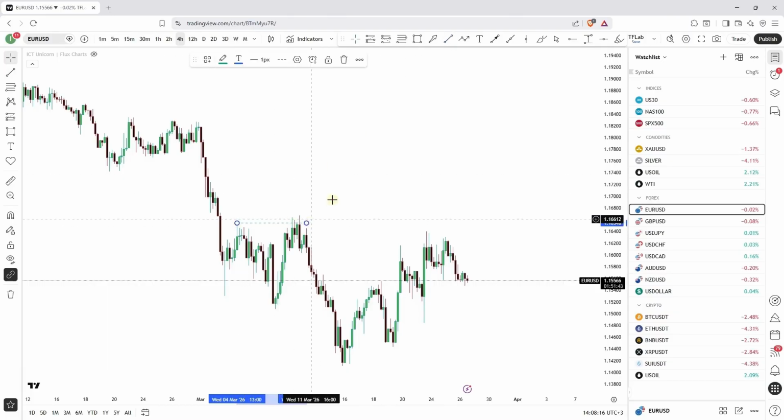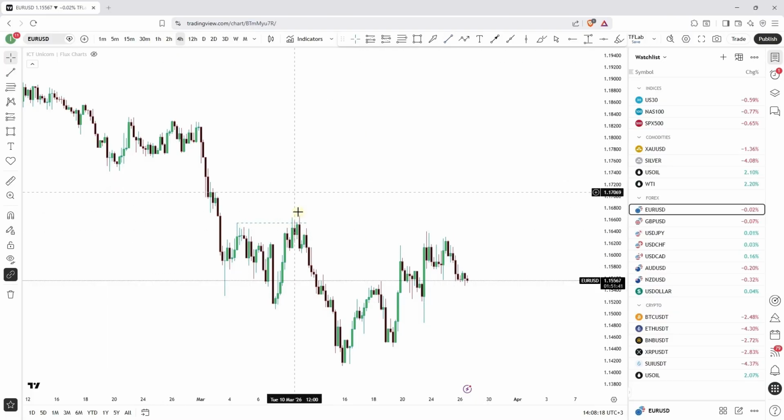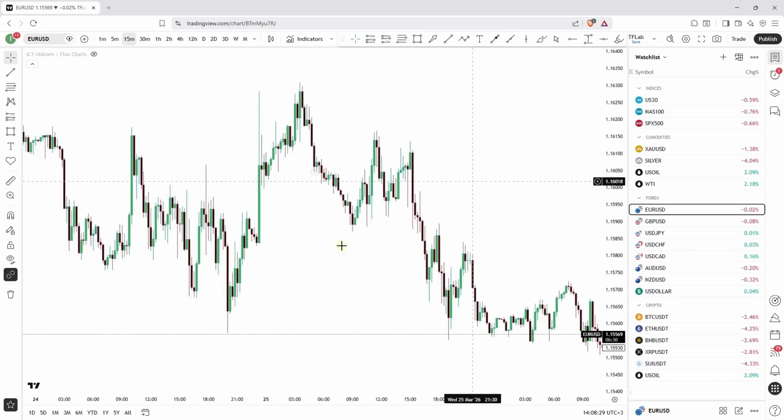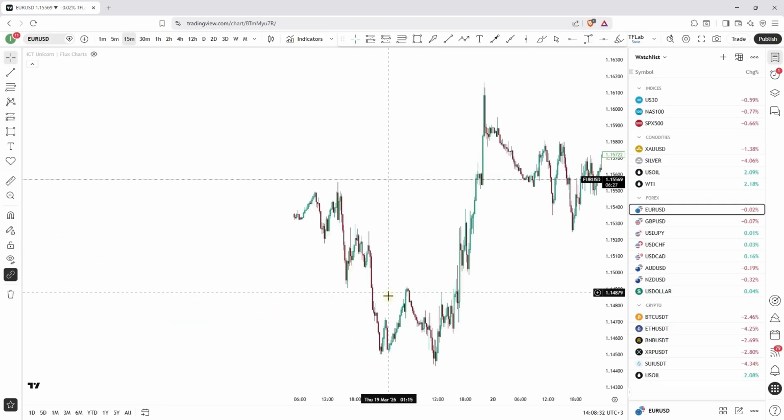I'm looking at EUR/USD on the 4-hour chart. We're observing it together on the 4-hour time frame. There was liquidity here, the price was rejected, and it came down. Now I want to go to the 15-minute chart and analyze this. All right, let's take a closer look.